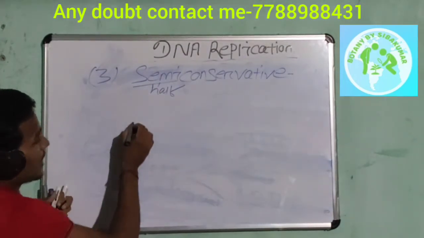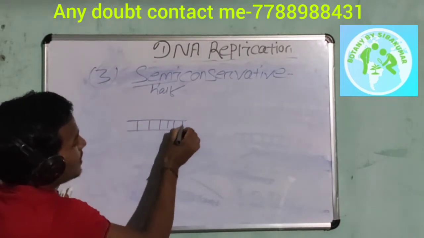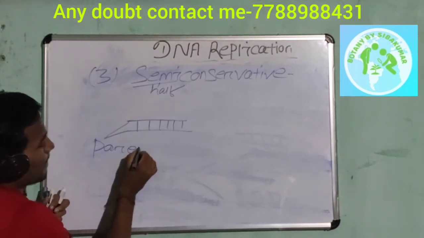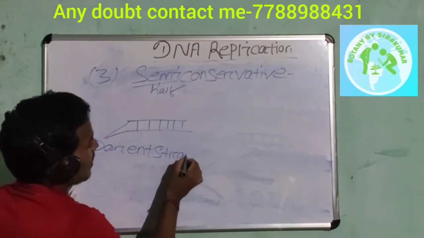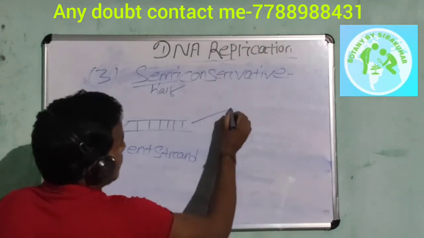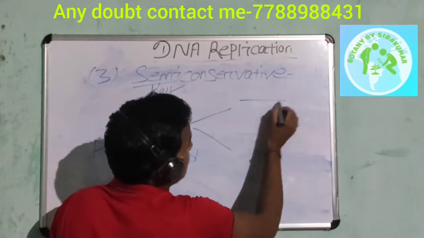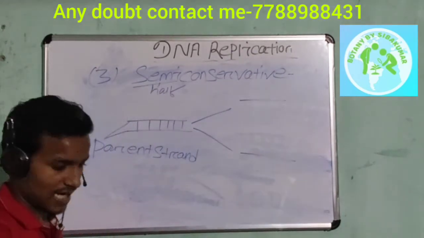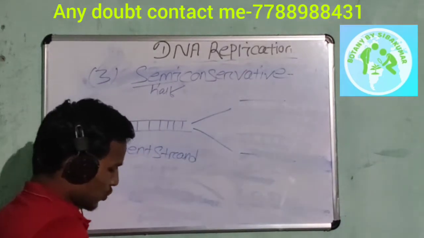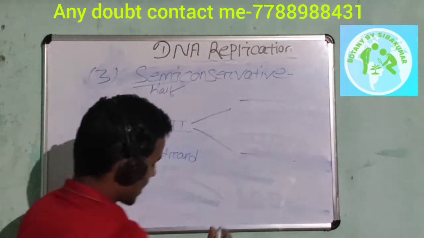Suppose these are the parent strands, which I can represent with the blue line. These are known as the two parent strands. Each parent strand is divided or replicated to form two daughter strands, and each strand has a new strand and a parent strand.